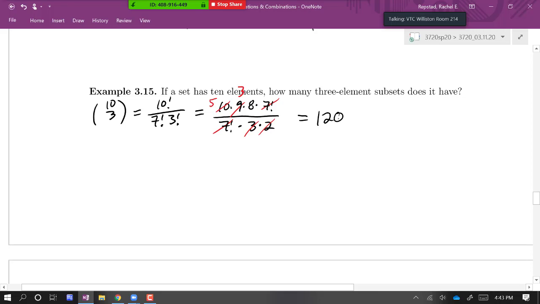How many 7-element subsets are there? Rachel, where'd you get the 2 in the denominator there? Because it was 3 factorial. Oh, which is 6. Yep. Gotcha. Okay, thank you. How many 7-element subsets are there? 120. Right? 10 choose 3 has got to be equal to 10 choose 7.